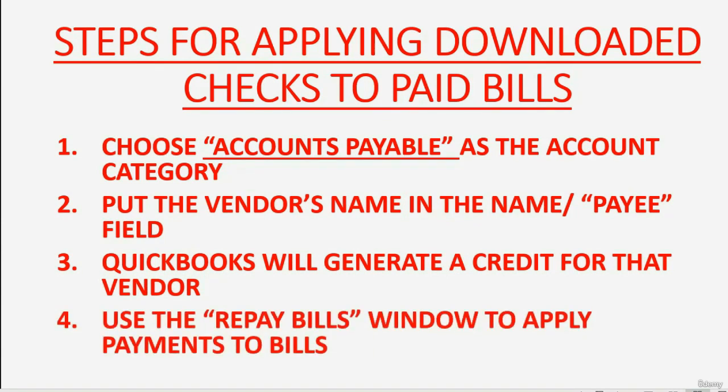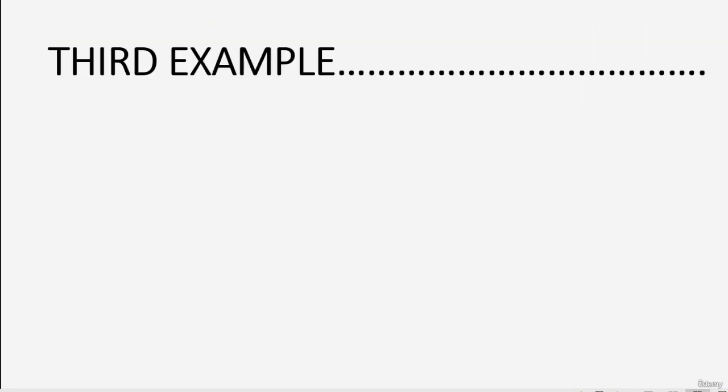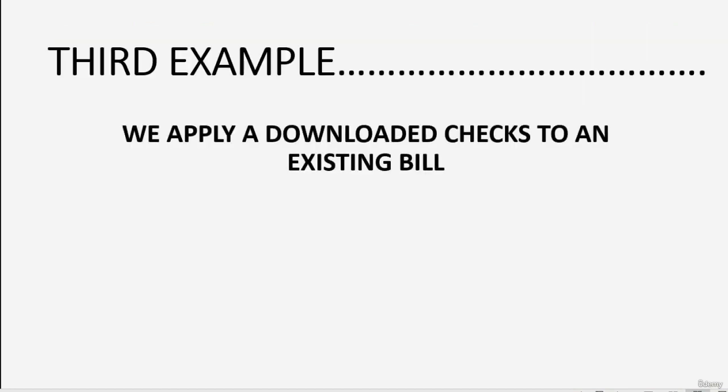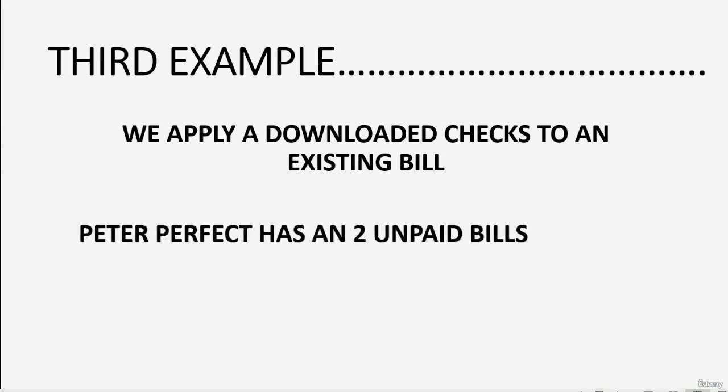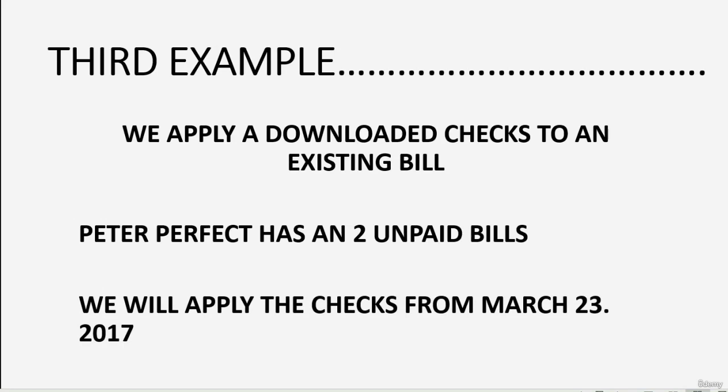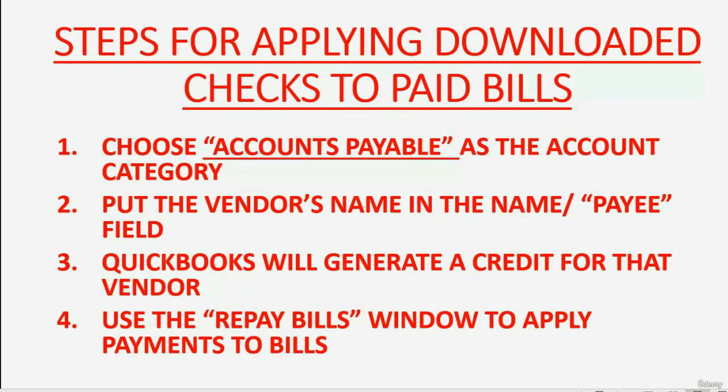Then use the Pay Bills window to apply the payments. It's not repay bills, it's just pay bills. Watch. In our third example, we apply downloaded checks to an existing bill. Peter Perfect is a vendor that we have 2 unpaid bills with. We will apply the checks from March 23rd, 2017, and these are the steps.